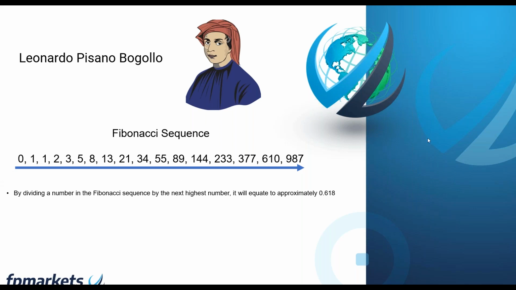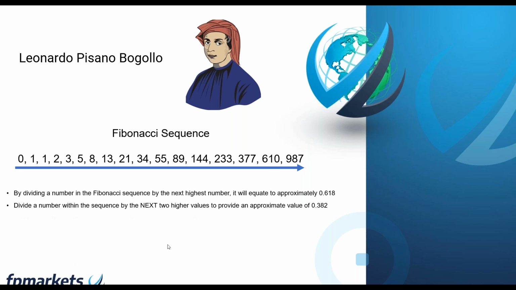So what about the 38.2% fib retracement, another popular level? How is this formed? Well, we simply divide a number within the sequence by the next two higher values to provide an approximate value of 0.382. So look, 34 divided by 89 gives us 0.382. And, look, 233 divided by 610 would give us 0.3819, which is very, very close, right?